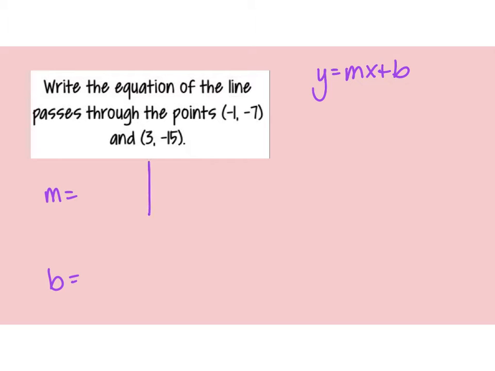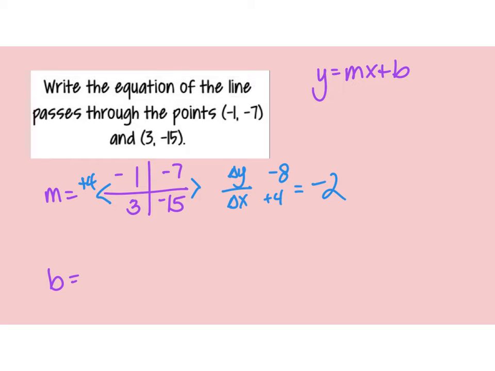So I'm going to set up a little table to find my slope. So this is -1, -7 is my first pair, and then 3, -15 is what I have here. So I'm going to start with my change in y. -7 to a -15 means we're subtracting 8. Agree? From -1 to a +3 means we're adding 4, so that would mean my change in x is a +4. So when I simplify, I end up with -2. So far, so good?